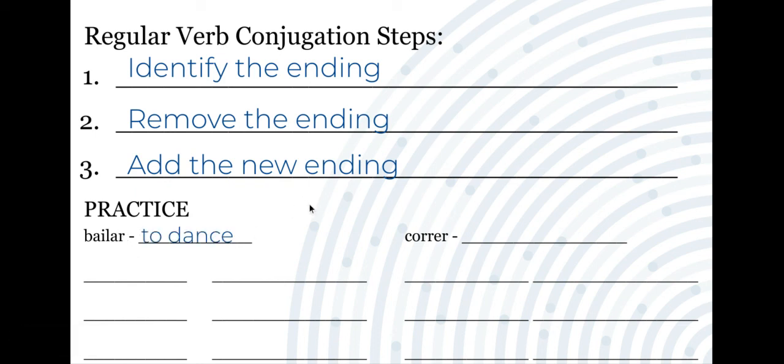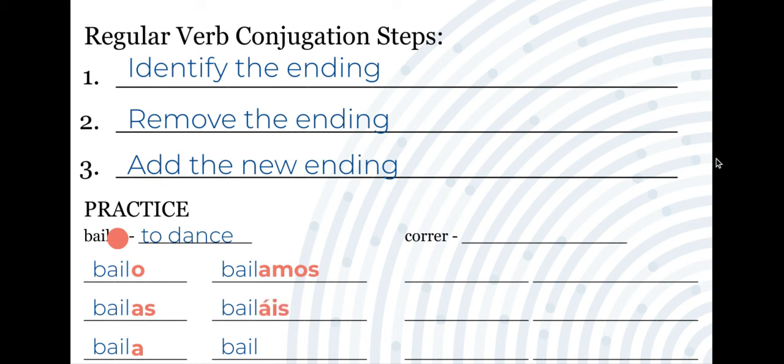Bailar means to dance. So the first thing we want to do is identify the ending. It's an AR verb. Now we're going to remove that AR. And now we're going to write down that root on all the lines so that we can add the new endings. So we have bailo, I dance, bailas, you dance, baila, he, she, or you formally dance, bailamos, we dance, bailáis, you all dance, bailan, they dance, or you all dance.